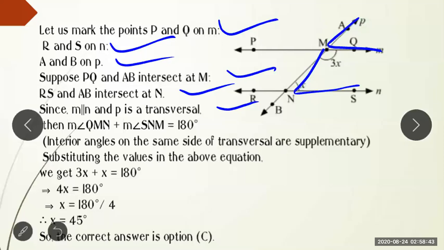Then we substitute the value. We get 3x plus x equal to 180 degrees. 3x is the measure of angle QMN and x is the measure of angle SNM. 3x plus 1x becomes 4x, so 4x equal to 180 degrees. Now we take x on one side and divide 180 by 4. After dividing 180 by 4 we get x equal to 45 degrees. Now 45 degrees is our answer.